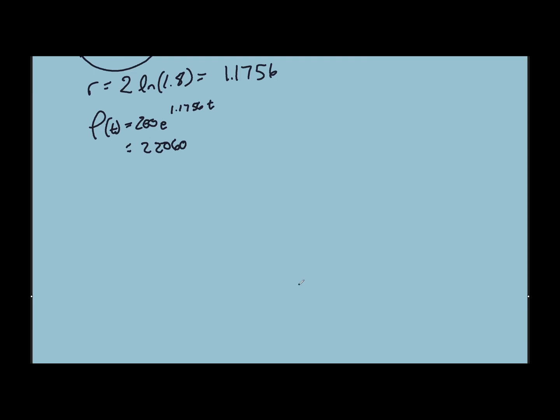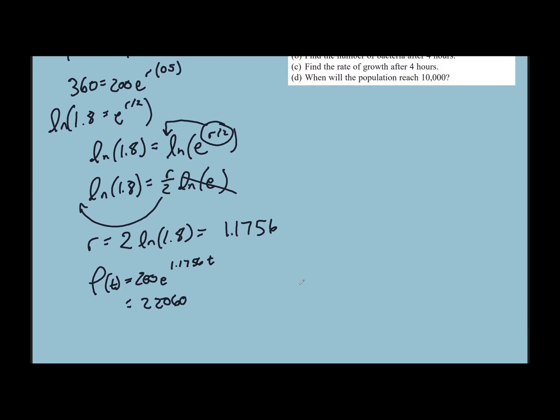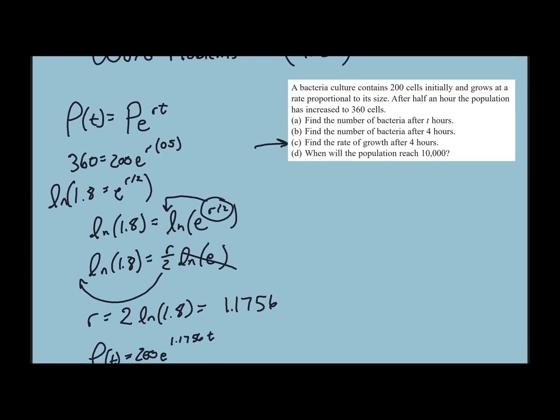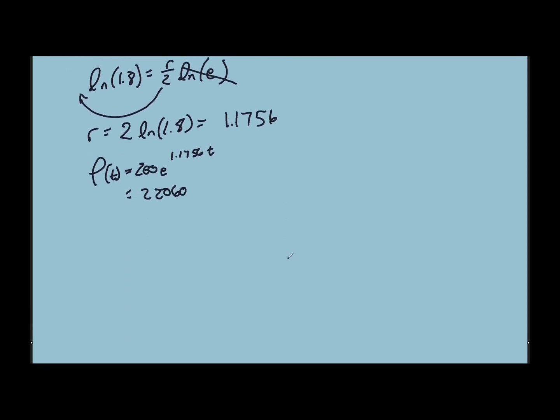Okay, so what about the rate of growth after 4 hours? Did you see that? Find the rate of growth after 4 hours. That actually requires math because they're asking us to start from P of t equals, let's just use the one up there. They're asking us to take this formula and take the derivative of it. So we want dP dt like this. And we can take the 200 out because it's just a value. But here's our function. Well, what's the derivative of e to the something? It's e to the something. So that's going to look the same.